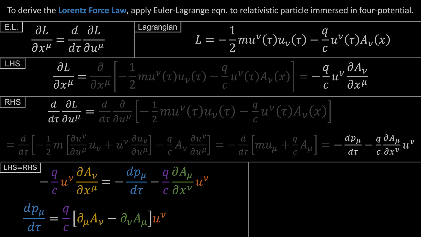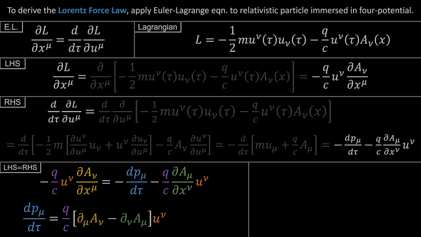And we end up with an expression for the total derivative of the kinetic four-momentum with respect to the proper time in terms of charge, in terms of partial derivatives of A, and in terms of the four-velocity of the particle. So that's cool. That really feels like we're getting to the Lorentz force law. That feels like we're on the right track. And you know what's really neat is, check this out.